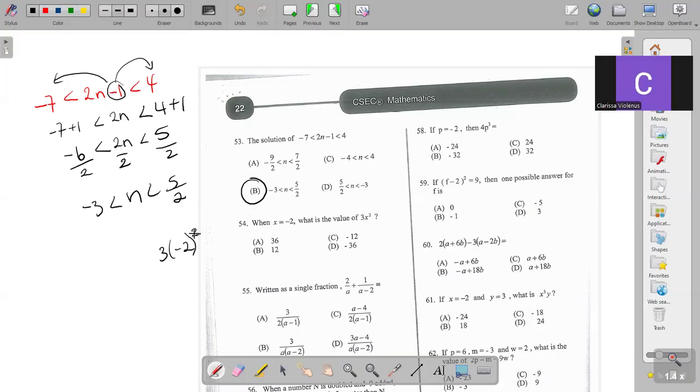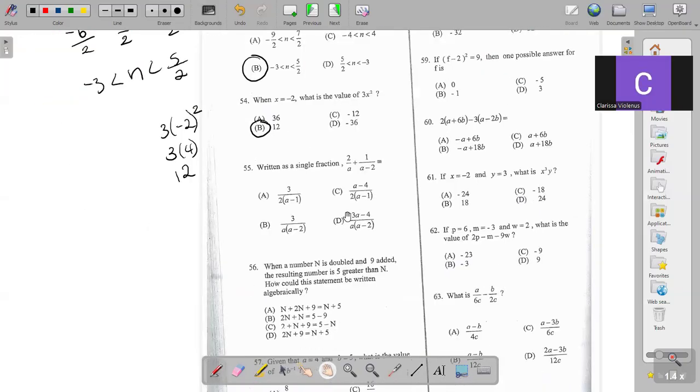All right. When x is negative 2, the value of 3x squared, so that would be 3 times negative 2 squared. You know you have to square first before you multiply. So negative 2 times negative 2 is positive 4. 3 times 4 is 12. So it's positive 12.